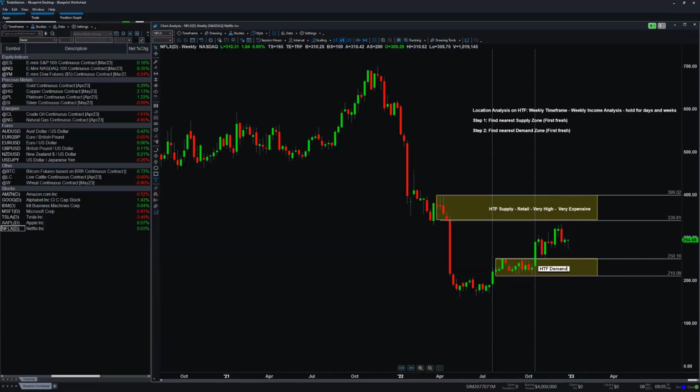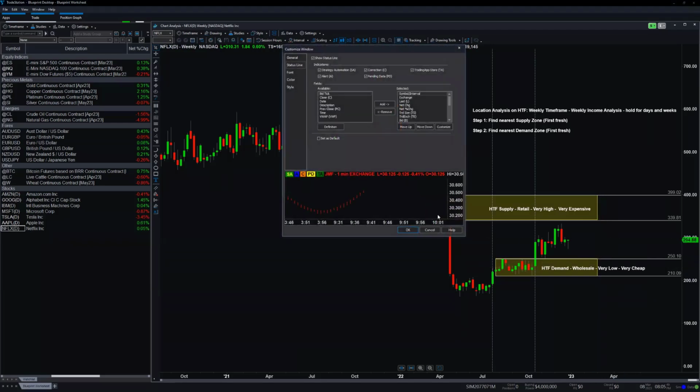Higher time frame demand, which is wholesale, which is very low, which objectively measured in terms of price, is very cheap. We have now an area that's very cheap. Let me just get more space to the right.